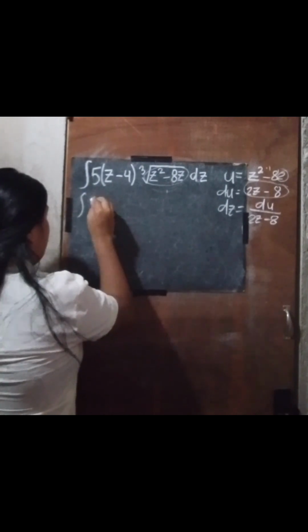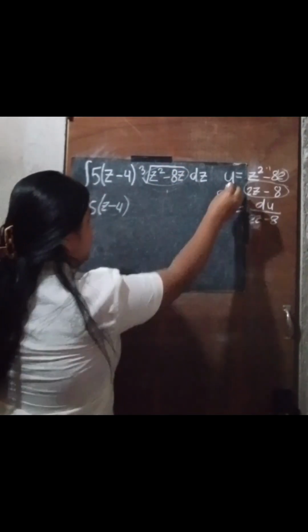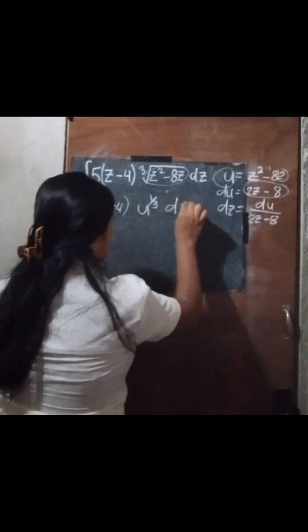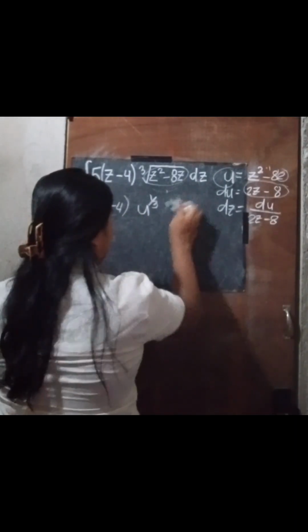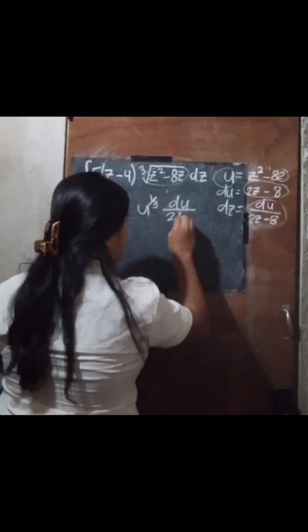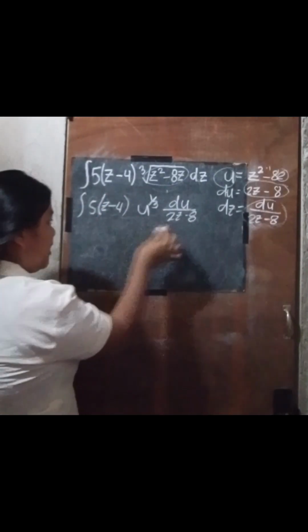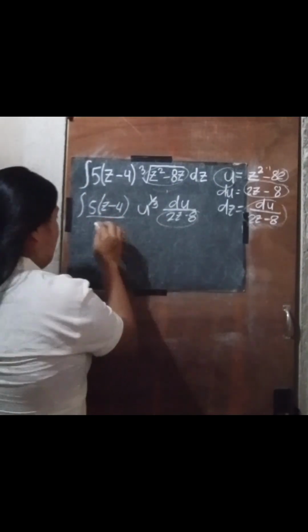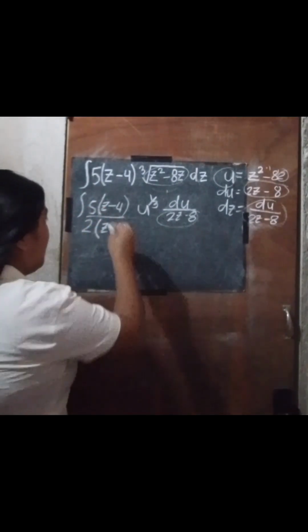So now we substitute. Our integral becomes 5 times the quantity z minus 4, then u, the cube root, which is the 1 over 3 power, then the dz. The dz is du over 2z minus 8. To cancel the 2z minus 8, we move it here and factor out a 2 from the quantity z minus 4. So, that is the same, and we can cancel the two of them.